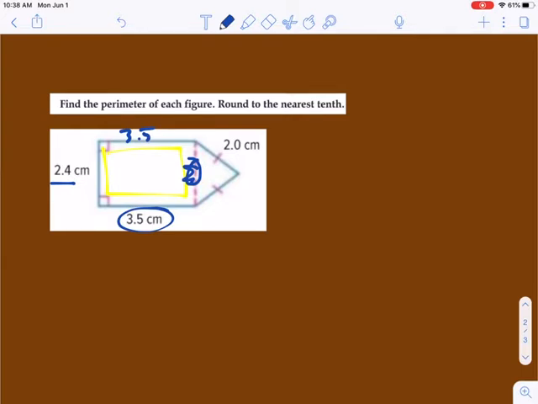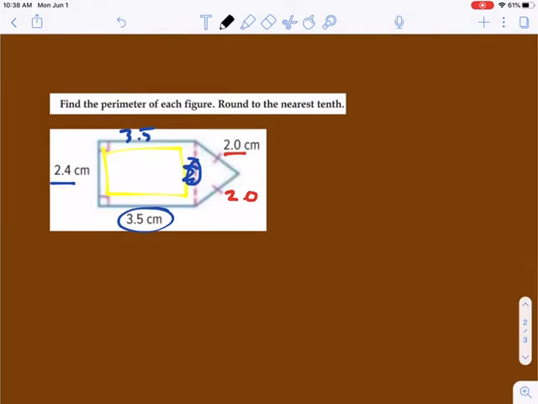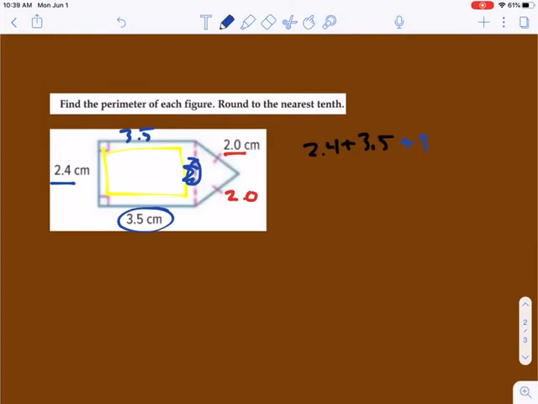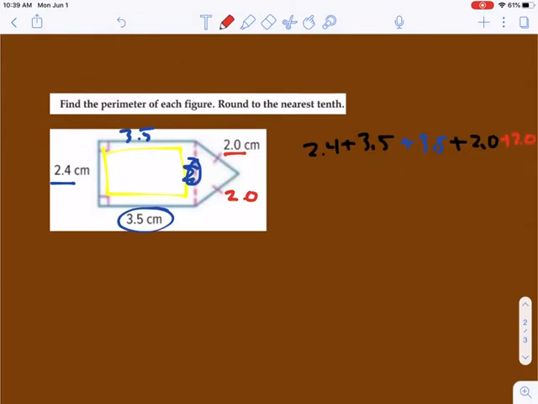All right, and then the next thing I have to recognize, I'll change colors here, is that this 2 also applies to this right here. At that point, you should be able to say, oh, I've got everything I need. So I'm going to go 2.4, and add it to 3.5, and then I've got my blue 3.5 up there. So plus 3.5, and then I've got my 2 plus 2.0, and then I've got my red 2. That's why I color coded it. It's kind of a pain in the neck to do this, but that's why we do it.